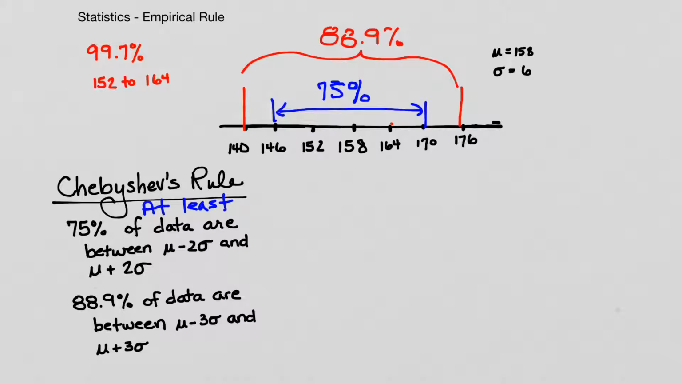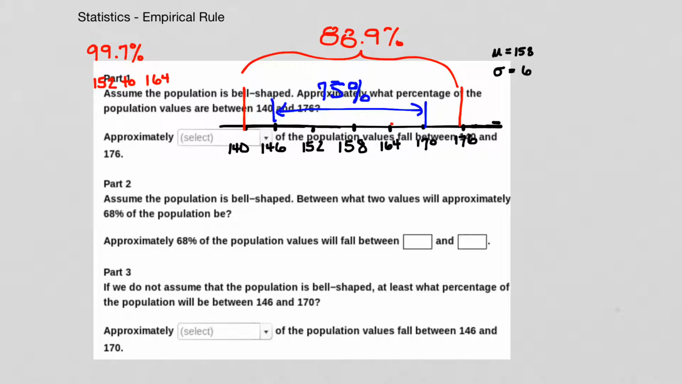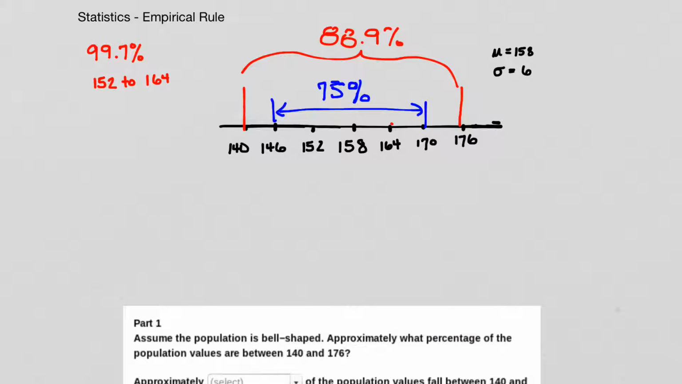So in your problem, it says, if the population is not bell-shaped, at least what percentage of the population will be between 146 and 170? Okay. So now I'm going to go look. And what do we have? 146 to 170. Well, that's 2 standard deviations out, so that would be 75%. And that's all we have to do for that.